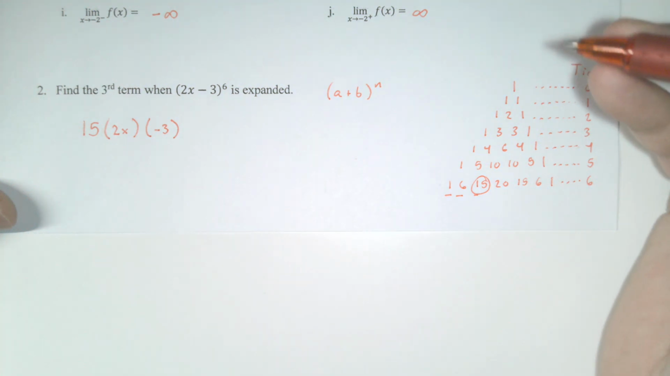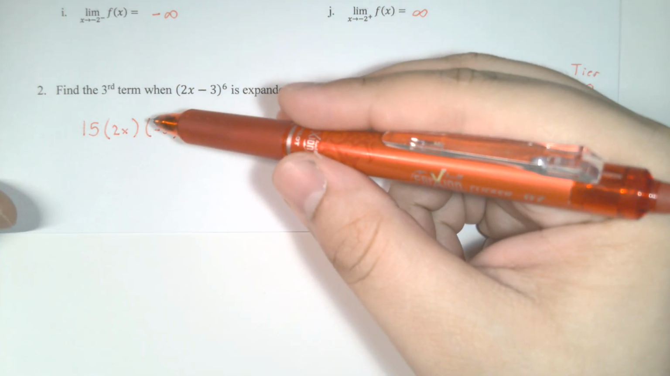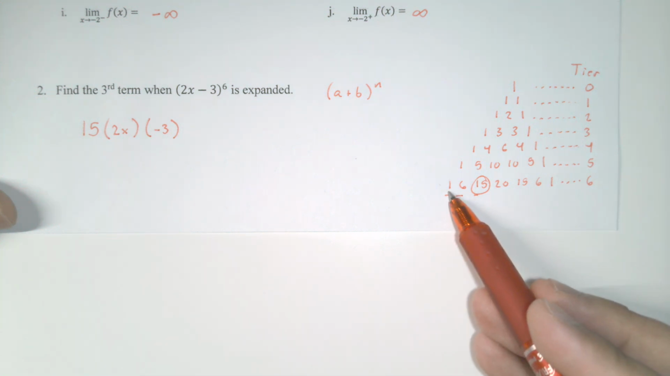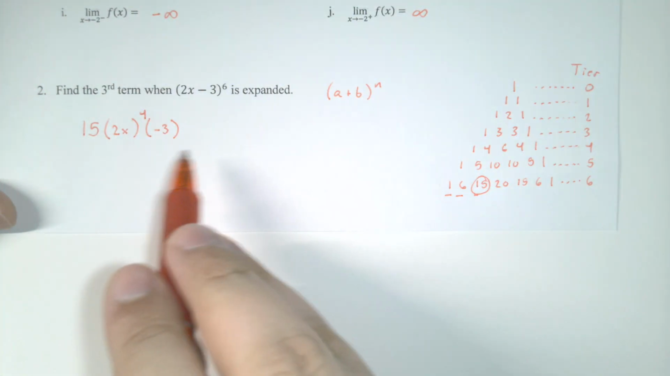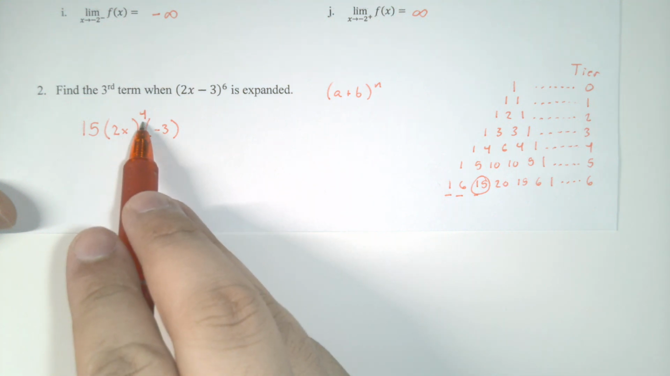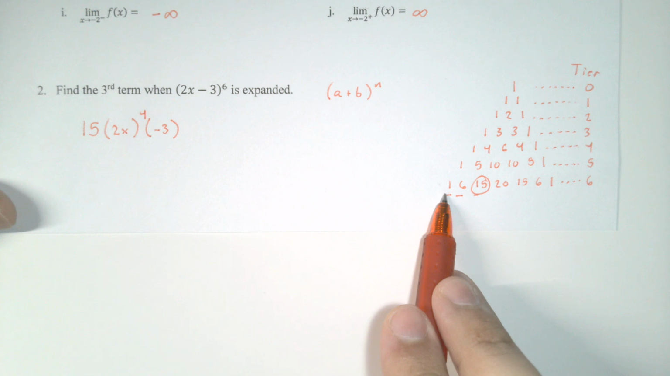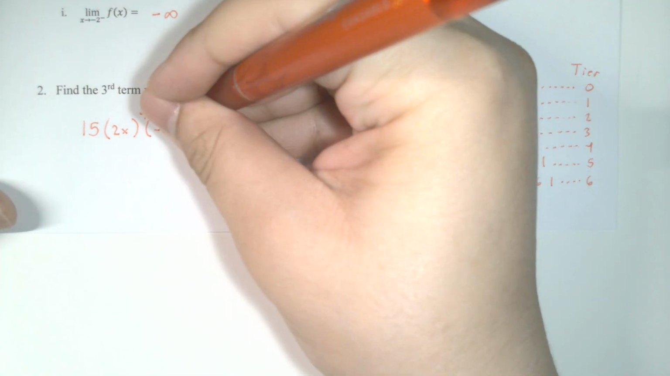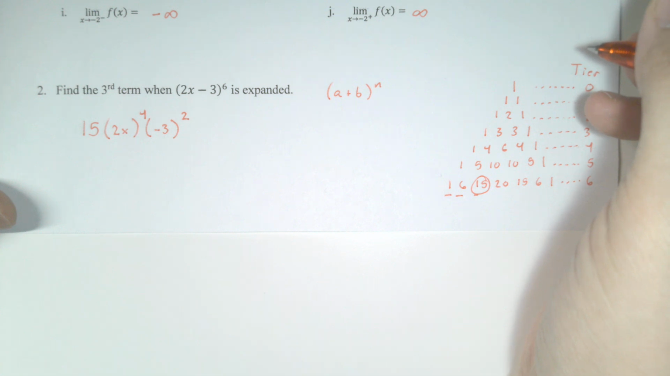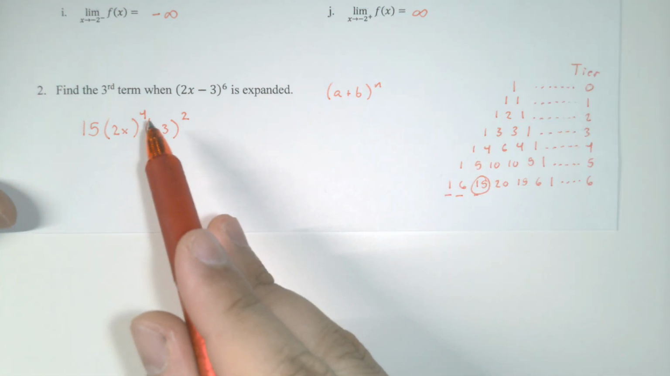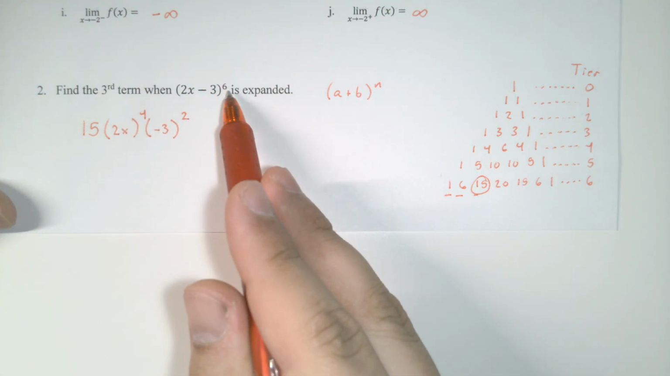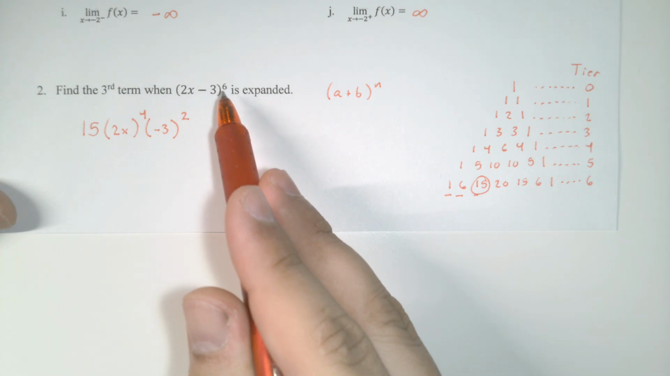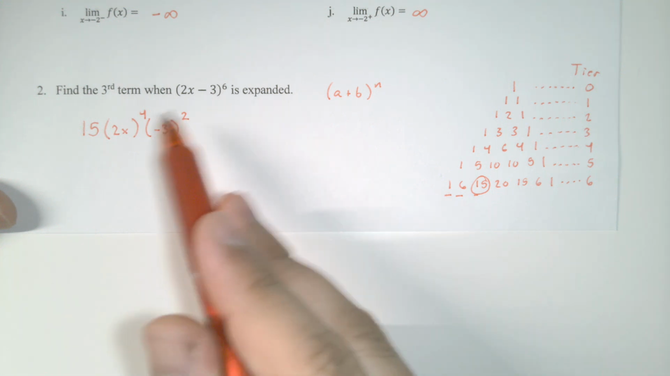And now the last question is, what do we have for our exponents here? Well, remember, a starts with an exponent of 6, and then 5, and then 4. So a, or I guess 2x in this case, will have a power of 4. And then b starts with 0, 1, and 2. So negative 3 will have an exponent of 2. And notice that 4 and 2 add up to 6. If your two exponents don't add up to whatever n is, you know that you've done something incorrect here. But now, all we have to do is calculate this out.